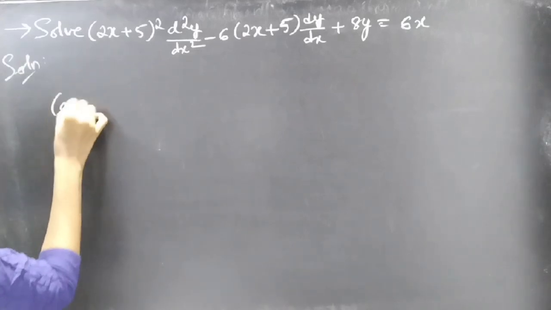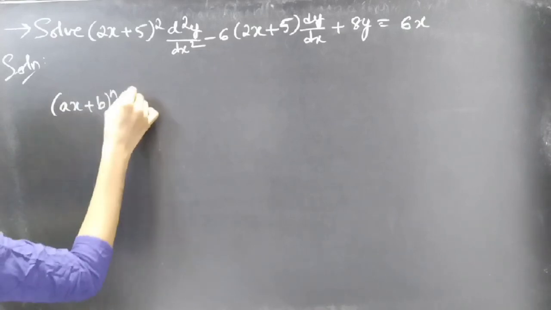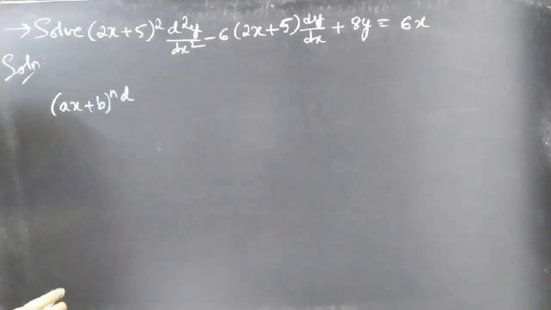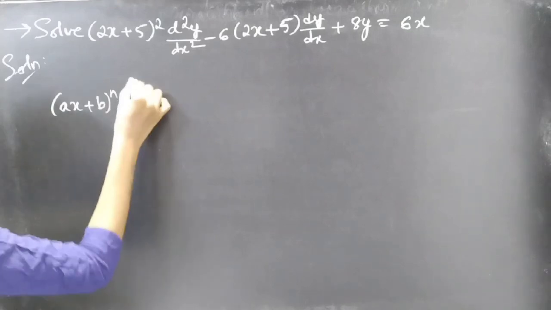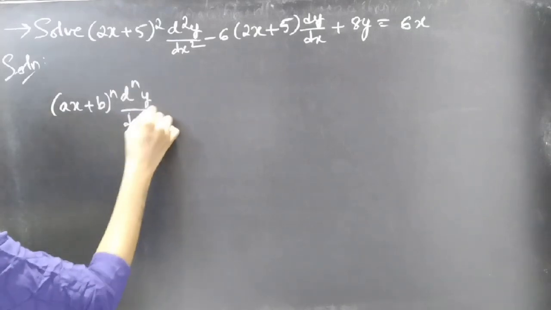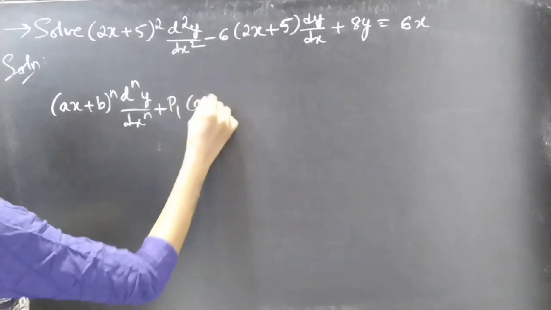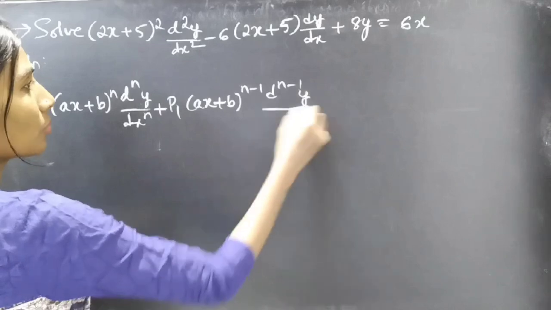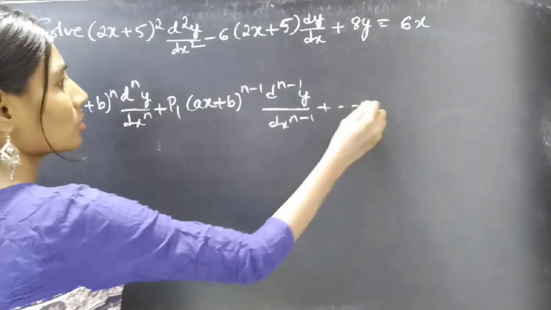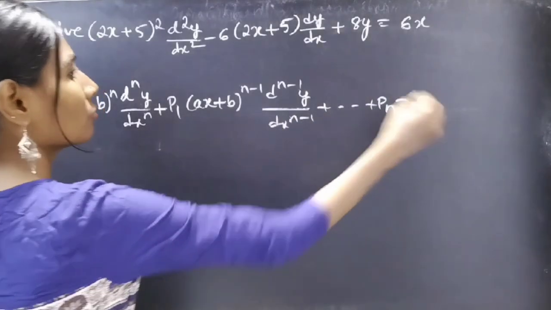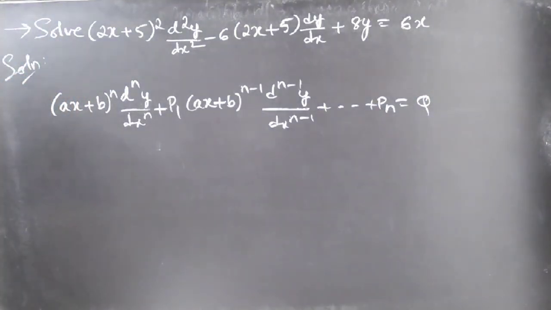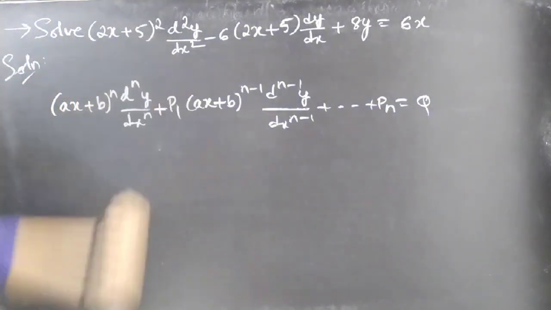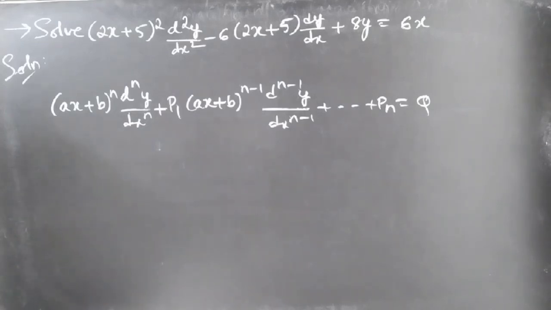Legendre's equation is of the form (ax+b)^n d^n y/dx^n + p1 (ax+b)^(n−1) d^(n−1) y/dx^(n−1) + and so on + pn y, equal to some function of x. Here we are given a differential equation of order 2, which is of Legendre's form. So we are given a Legendre's equation.